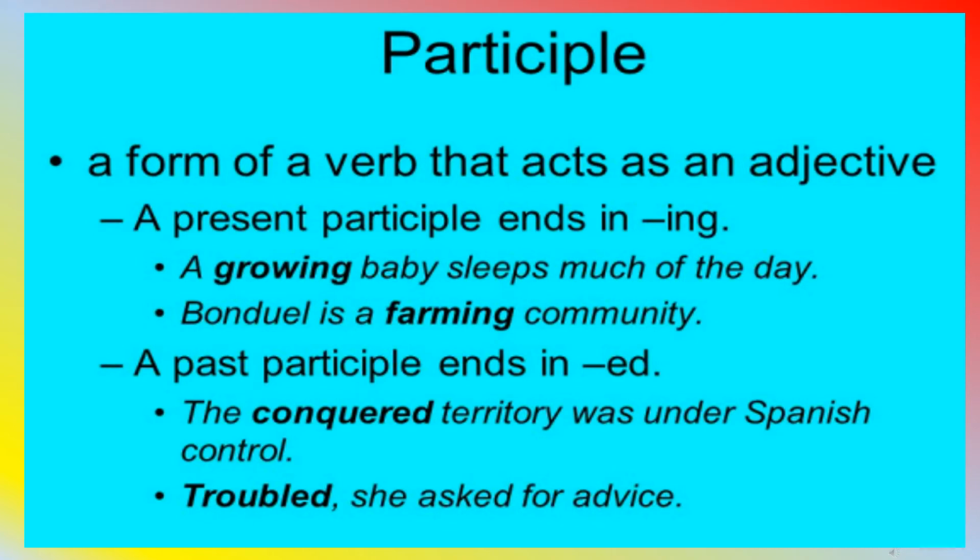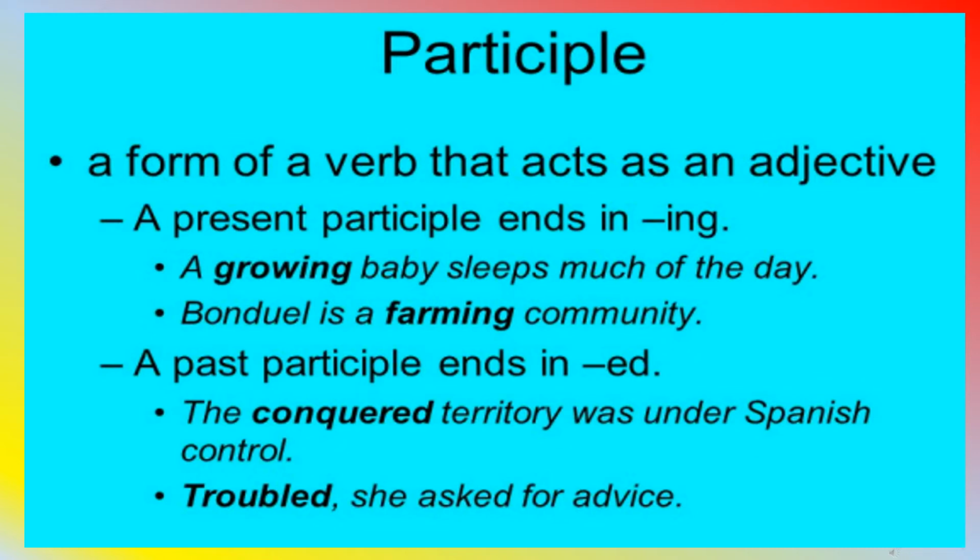Let's see the participle now. A form of a verb that acts as an adjective is called participle. A present participle ends in ing. For example, a growing baby sleeps much of the day. Bondal is a farming community. Here growing and farming both are acting as an adjective.